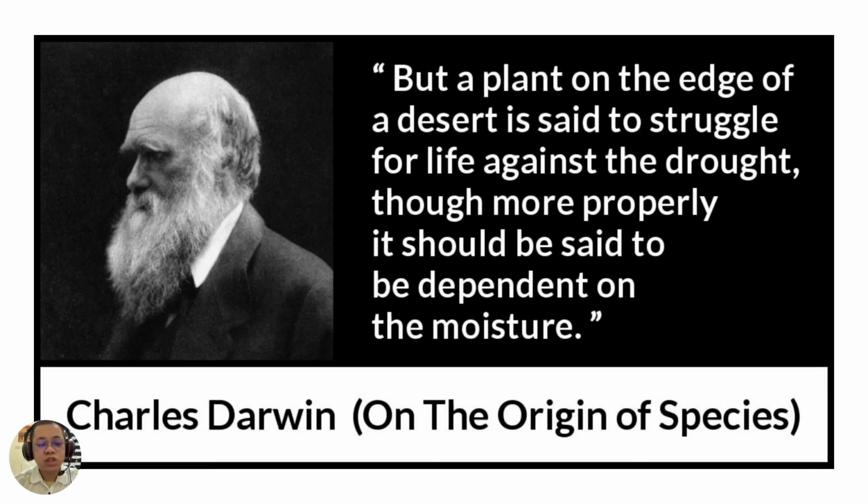Ending this presentation, I am going to share with you a statement by Charles Darwin. "But a plant on the edge of a desert is said to struggle for life against the drought, though more properly it should be said to be dependent on the moisture." Charles Darwin expresses in his statement the importance of, instead of thinking of a negative response, thinking of a positive response. It's like having a positive outlook in life. So that is what is being emphasized by Charles Darwin.